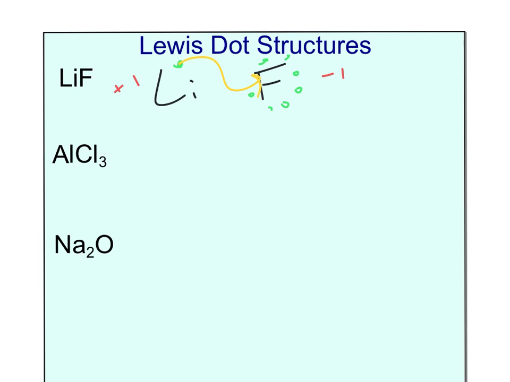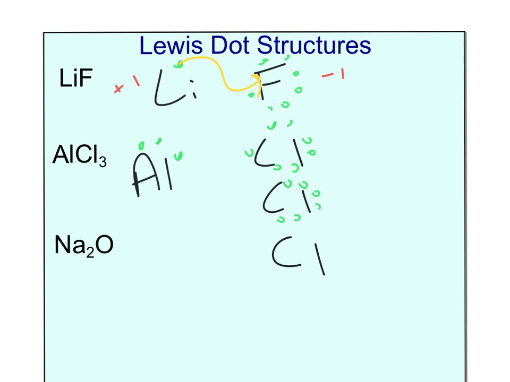Everybody's good. For aluminum chloride, you draw an aluminum. And remember how we had to have 3 chlorides in order for the charges to balance out? Well, then I will have to physically draw 3 chlorides. It doesn't matter where you draw them. Aluminum has its 3 valence electrons. It's in group 3. And each chlorine has 7 valence electrons. So I'm going to draw 7 dots around each one.